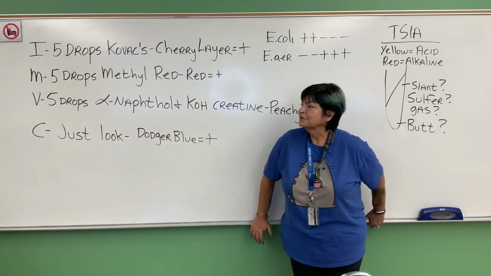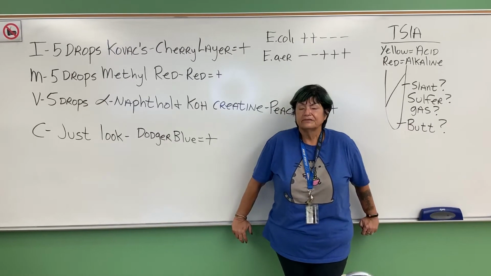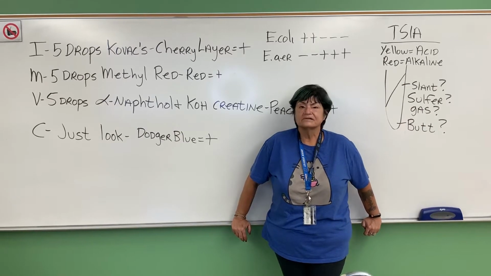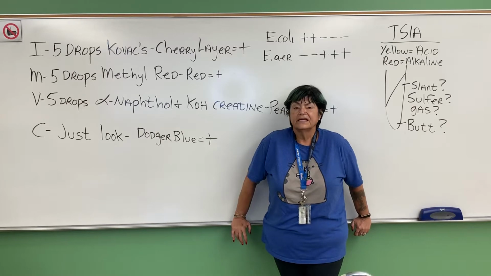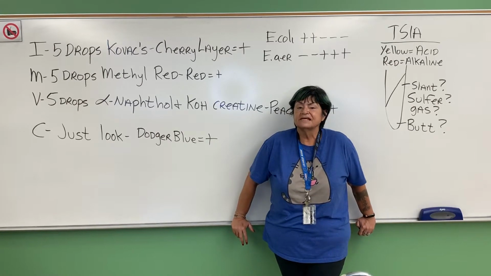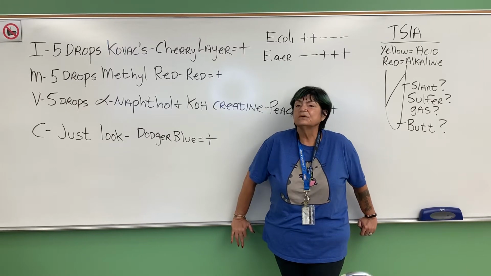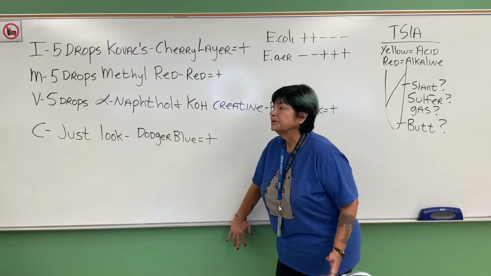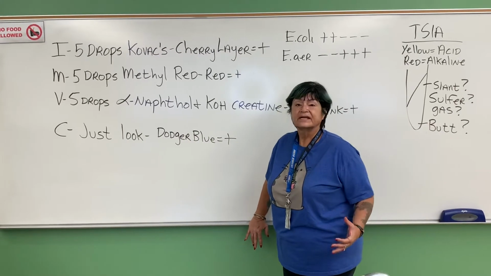Okay, so now we're continuing with the multiple test media lab. So here's the results. First we have the IMViC. I mentioned last week that IMViC is actually the initials of the tests you're going to be doing: Indole, methyl red, Voges-Proskauer, and citrate. Today we're going to be adding the reagents to get the results.